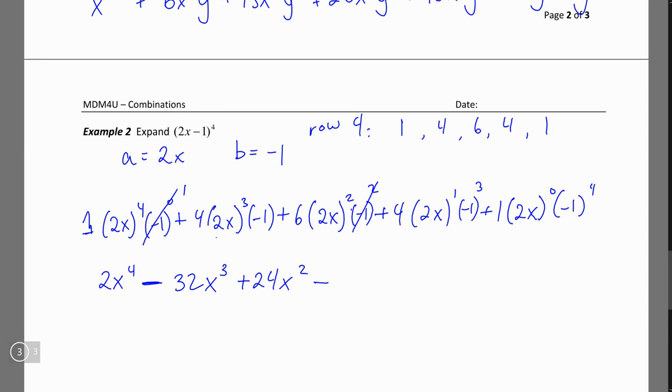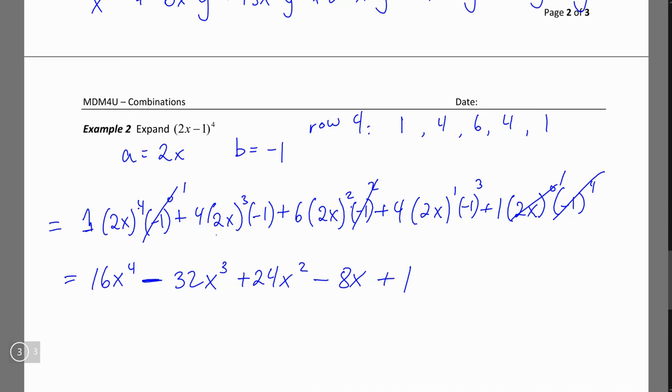And 2x to the power of 1 is just 2x, and 2x times 4 is 8x. Then I'll have negative 1 to the power of 4, which is just positive 1, and then 2x to the power of 0 is also positive 1, and then we have 1, so plus 1. And then there's my answer. I made a mistake here. 2x to the power 4, this should be 16. So 2 to the power of 4 is 16 when I remove the brackets.